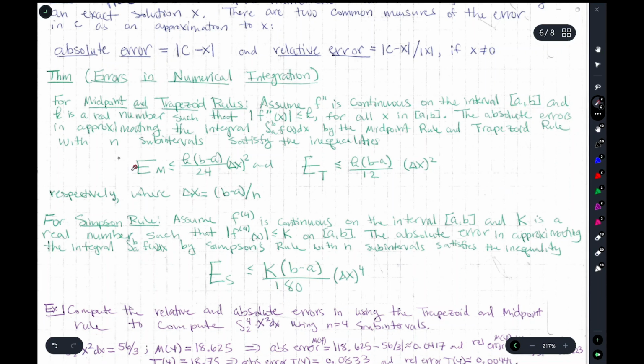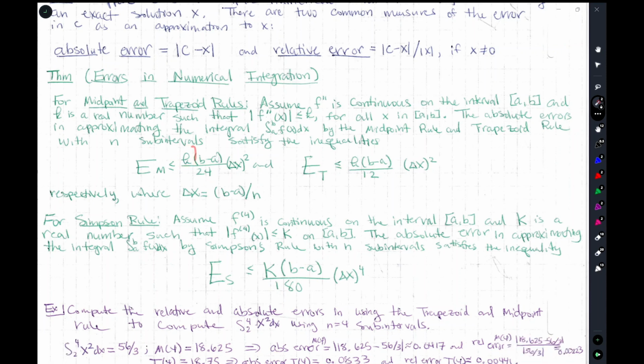Now, if we have that, and we're using n subintervals, then we get a bound on the error. So this E is the error for the midpoint rule. That's basically telling you that someone could guarantee that the absolute error you'll have using the midpoint rule is this. Now you can see it's very crucial to get a bound on the second derivative.